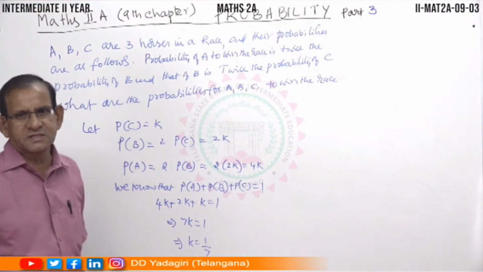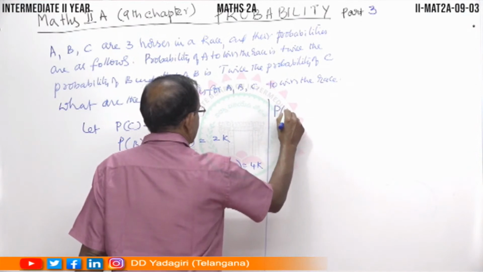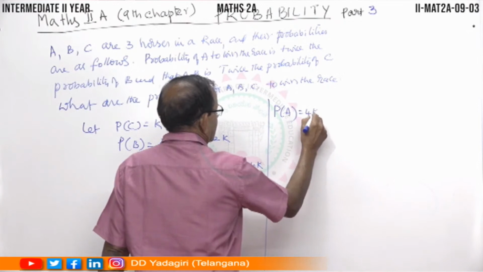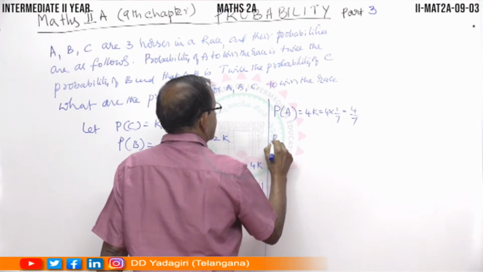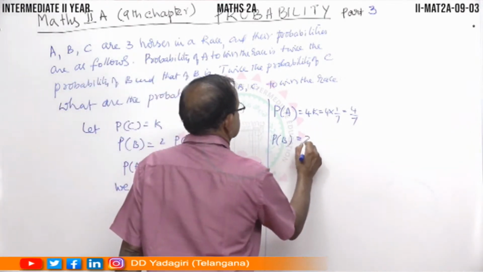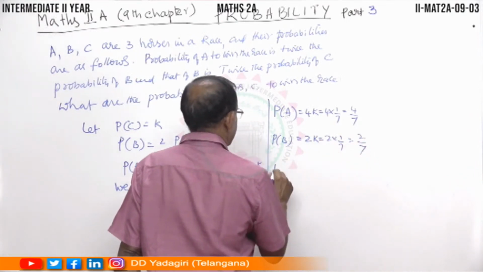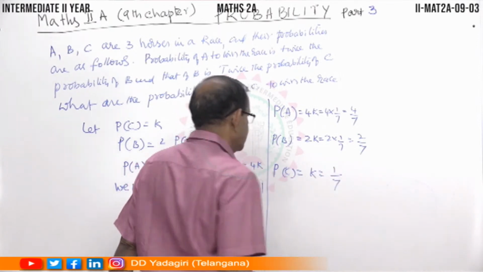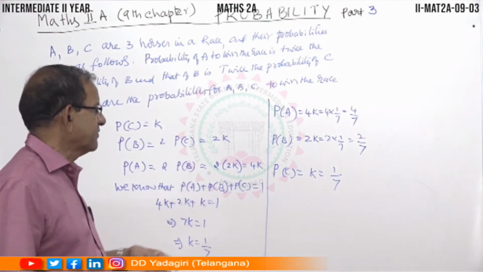Now let us write the probabilities separately. What is P of A? P of A is equal to 4K, equal to 4 into 1 by 7, equal to 4 by 7. P of B is equal to 2K, 2 into 1 by 7, equal to 2 by 7. P of C is K, that is 1 by 7. So these are the individual probabilities. If you add these 3, you will get 1.